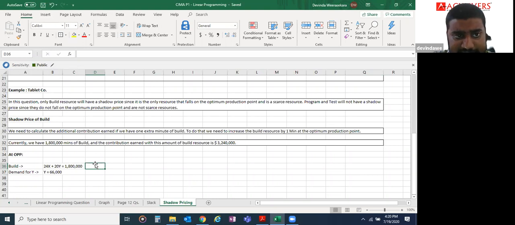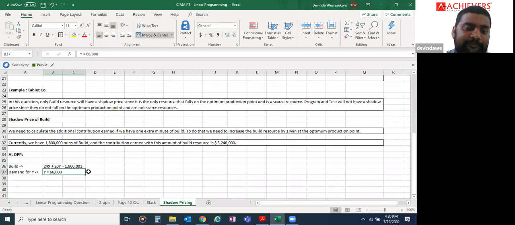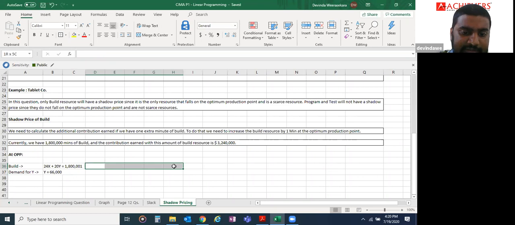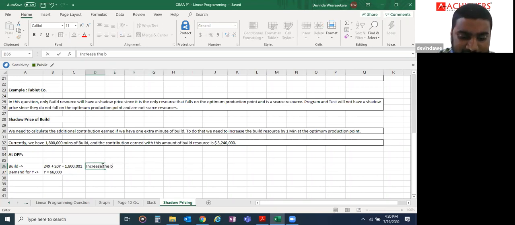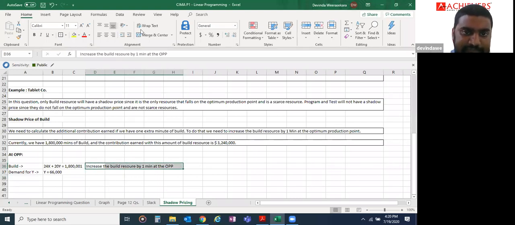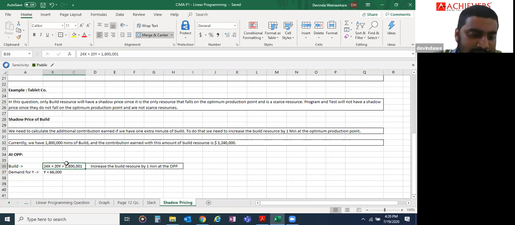Now let's increase the build resource by 1 minute. So instead of 1,800,000, I'm going to increase it by 1 unit to 1,800,001, and then we will solve the optimum production point. Clear? So I will increase the build resource by 1 minute at the optimum production point. Now my two equations are 24x plus 20y equals 1,800,001 and the demand for y is 66,000.